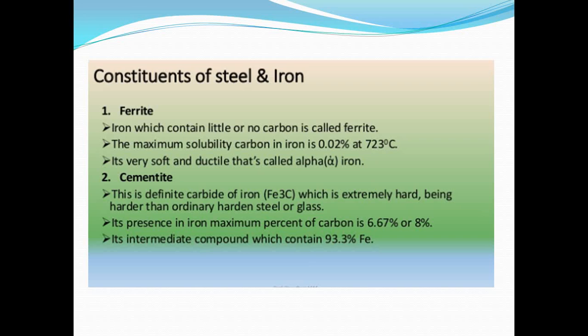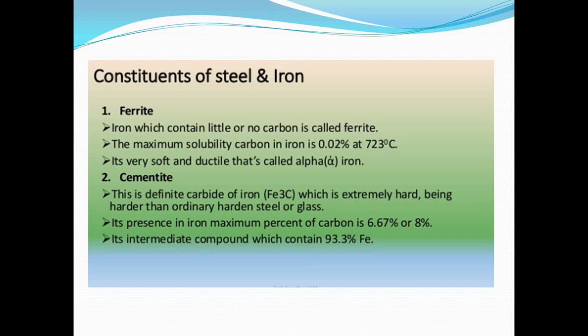Suppose it has no carbon, completely without any carbon content in the material, that iron we can call ferrite. Otherwise, iron which has a very little bit of carbon, a very negligible percentage of carbon, we are also calling ferrite. In ferrite the maximum solubility of carbon is only 0.02% at 720 degrees centigrade. So I told you that it is very negligible.